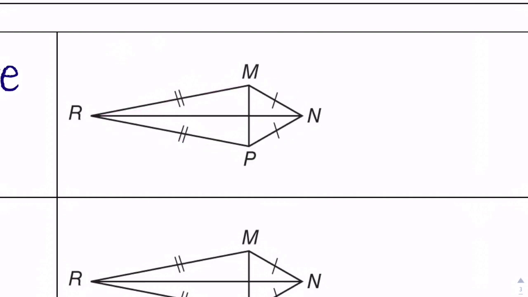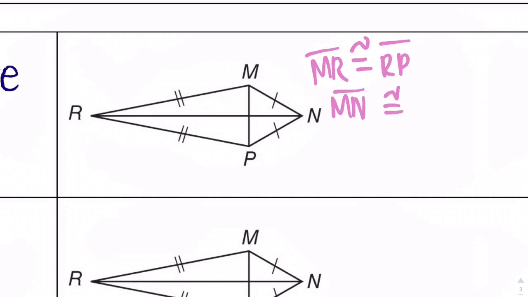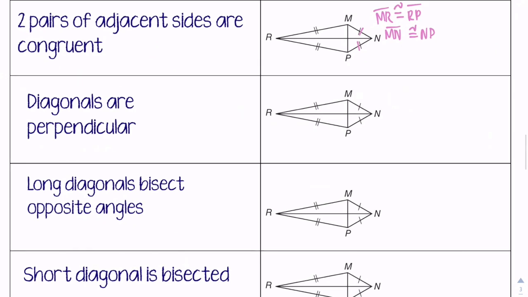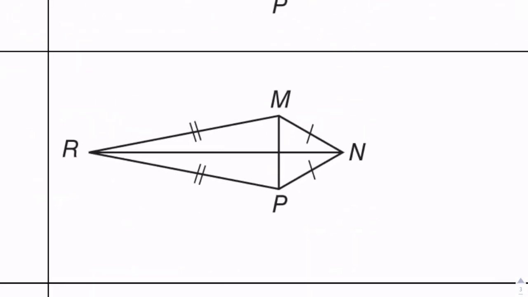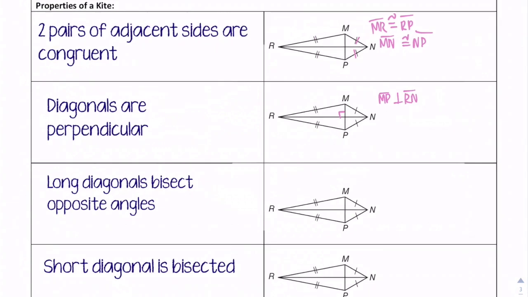So you would label these as segment MR is congruent to RP, as well as MN is congruent to NP. And those are already labeled here, right? Okay. Next, we have diagonals are perpendicular. So MP, this is a diagonal right here, is perpendicular to RN. One other nice thing to note about that is that means they make right angles.